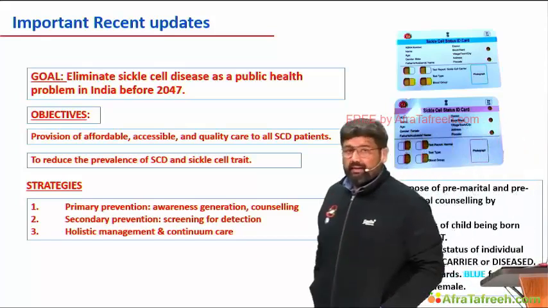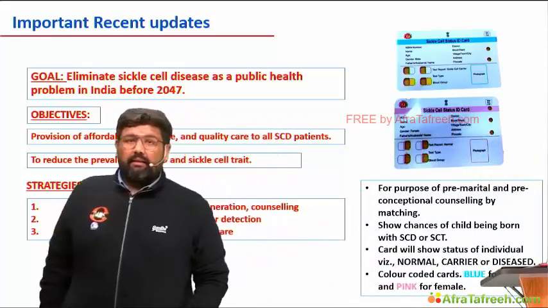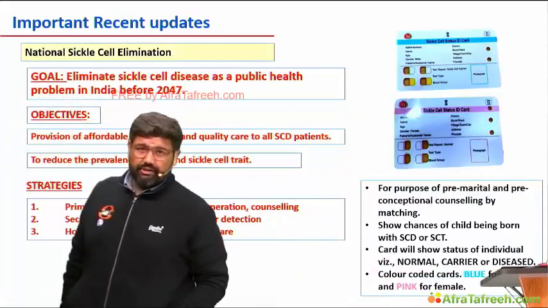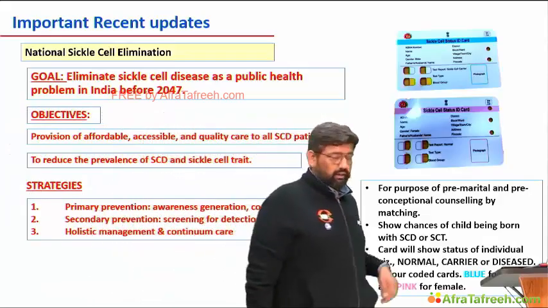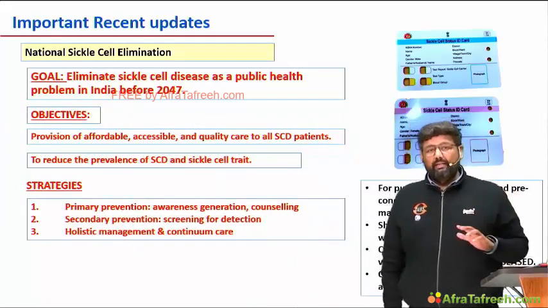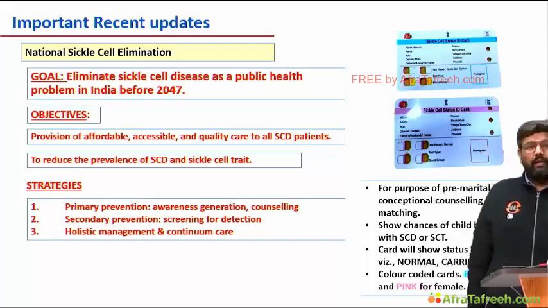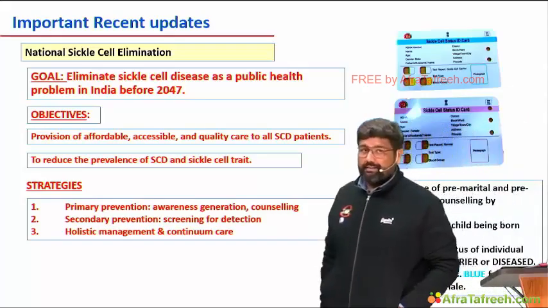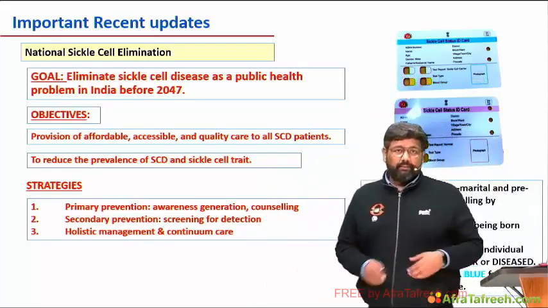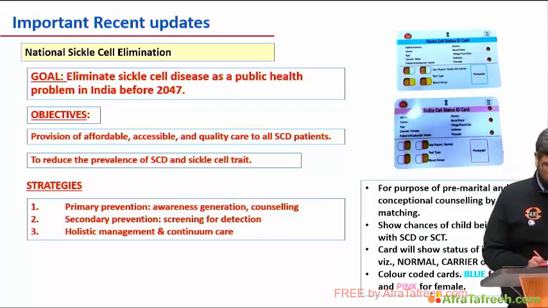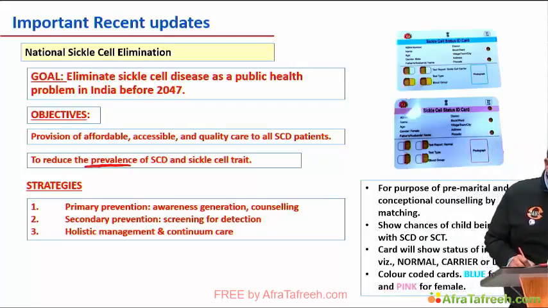Okay, this is the recent update. The program name is National Sickle Cell Elimination. The goal is to eliminate sickle cell disease as a public health problem before 2047. Here the objective is provision of affordable, accessible and quality care, and also to reduce prevalence.